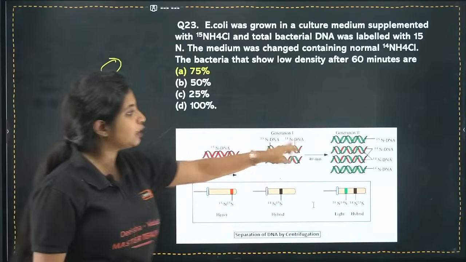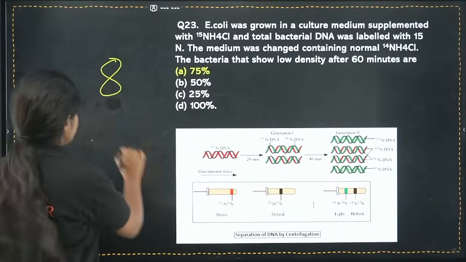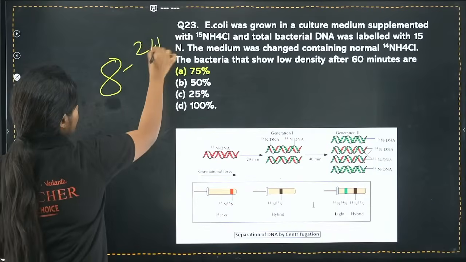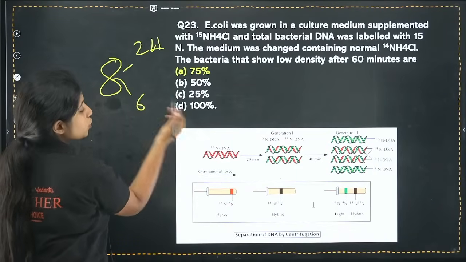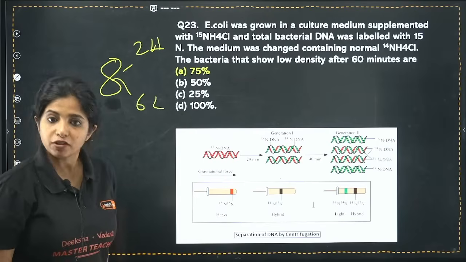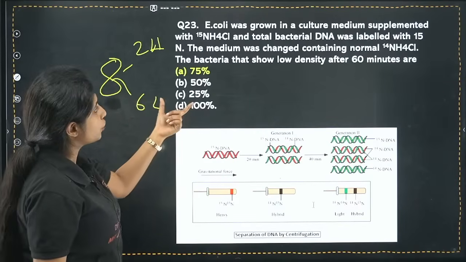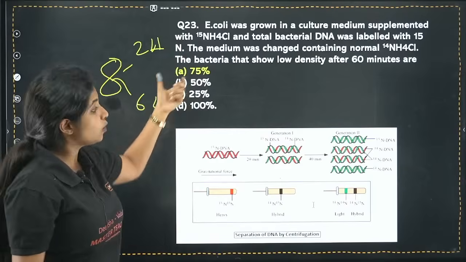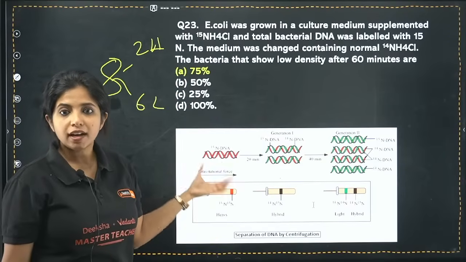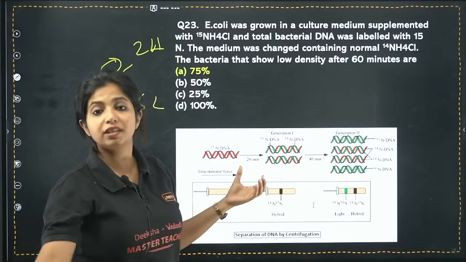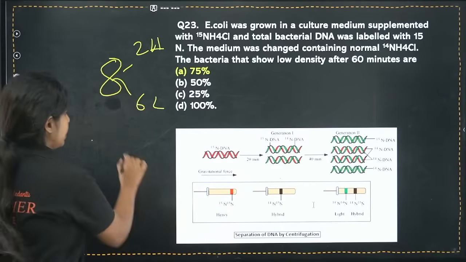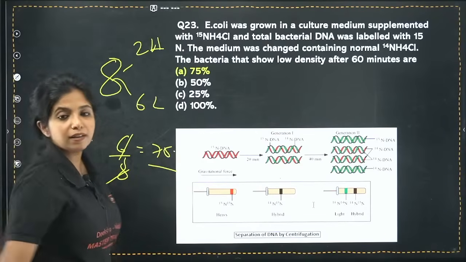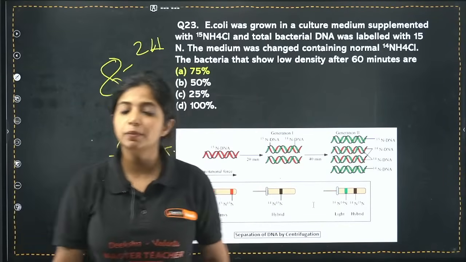Now out of 8, I told you 2 of them are always going to be hybrid. Okay, what about the 6 of them? They are going to be the ones which are low density, and that is the question for you guys. The bacteria that show low density after 60 minutes are how much? 75%. Yes, 6 out of 8. So basically it is going to give me 75% or 0.75.